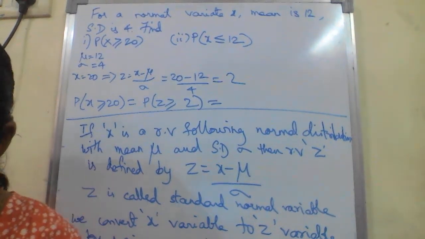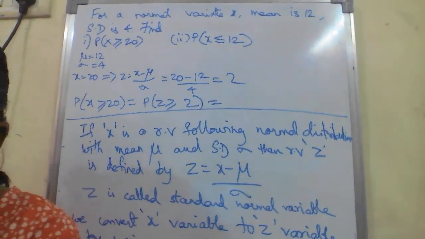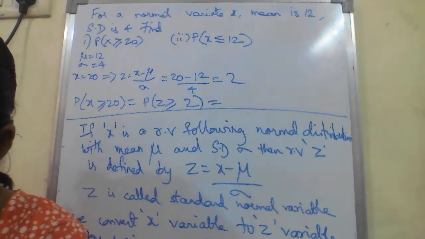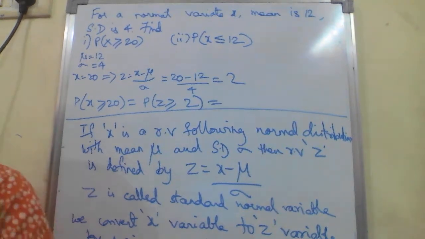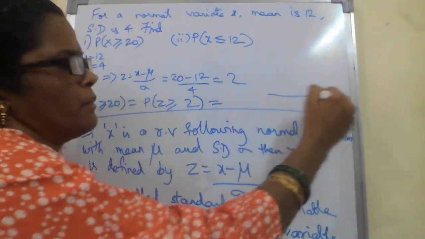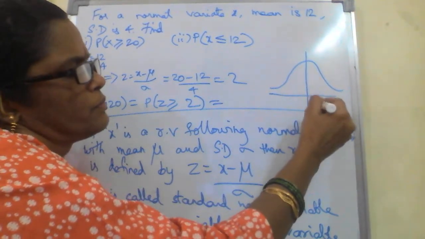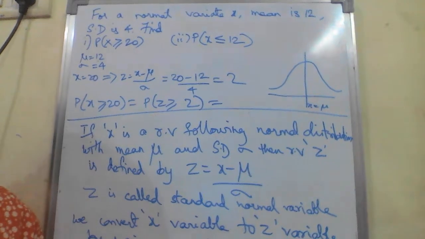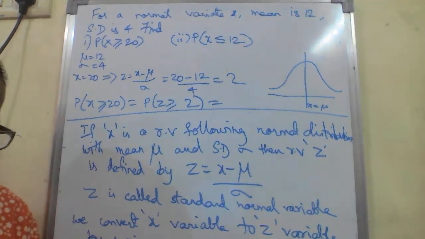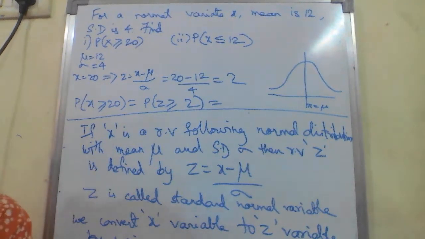Hello students. Yesterday I started with the normal distribution, and I told you it is a bell shaped symmetric curve which is symmetric about the line x equal to mu. I also told you the total area under the curve is 1, that is 100%, and if you take it in terms of probability, the total area is 1.